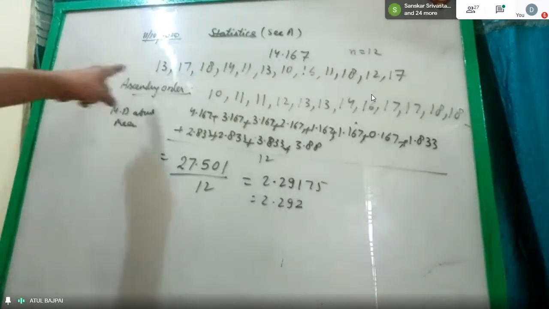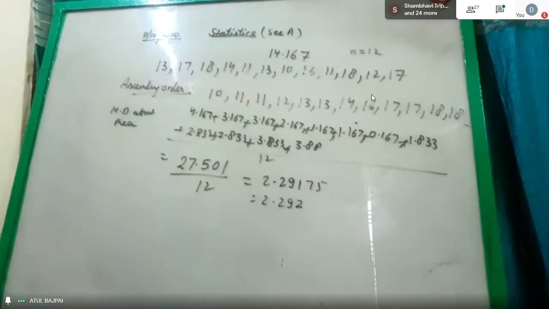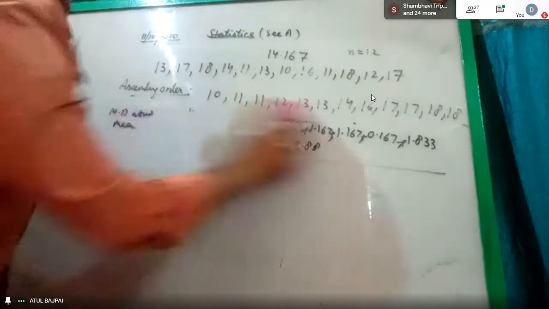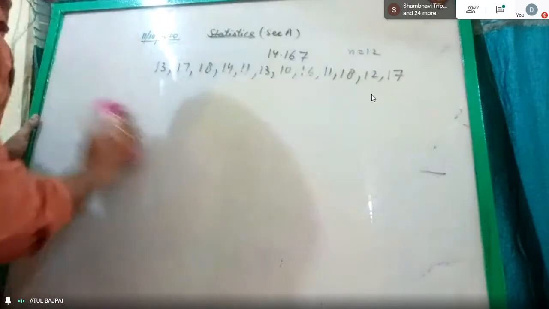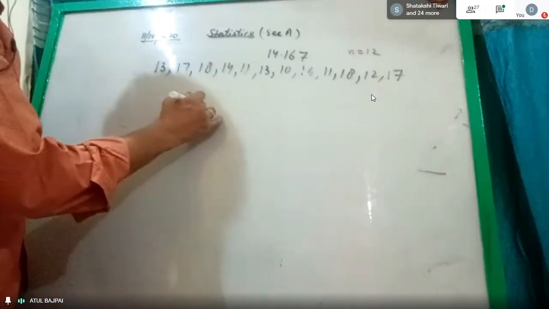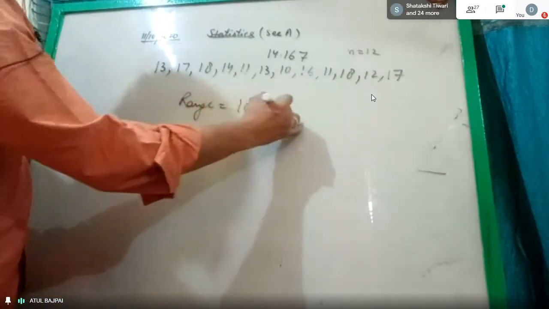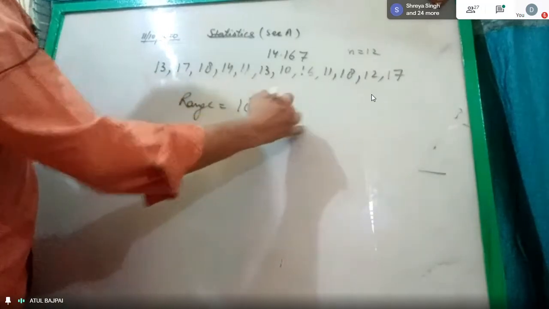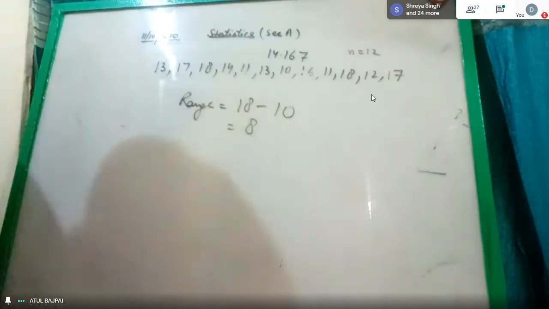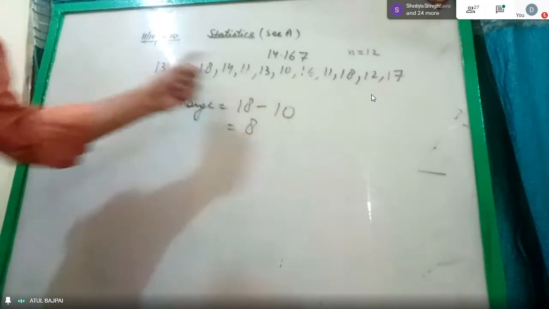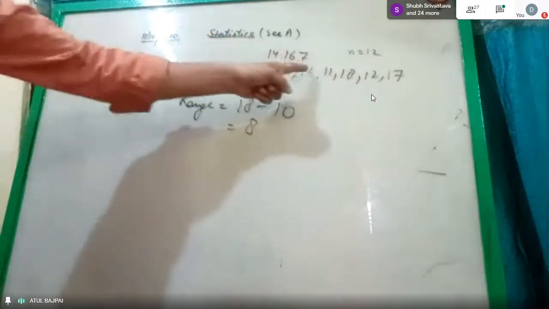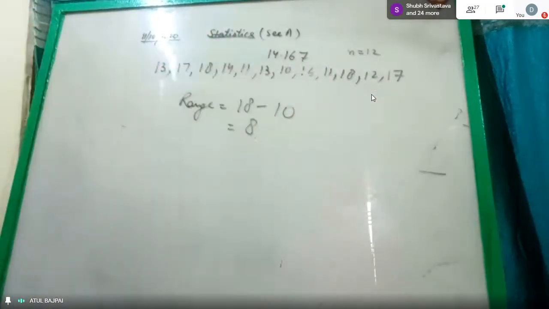Now, what is the range in this? Sir, 18 minus 10. Yes, range is the maximum value we can see in this data, 18, minus the minimum value, 10. So 8 will be the range. Maximum value of the data minus the minimum value is called range.